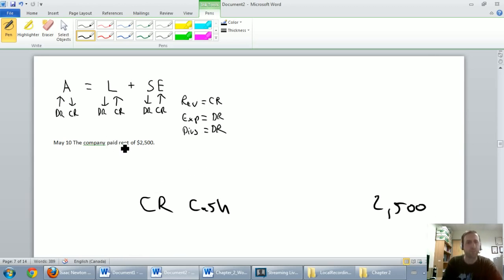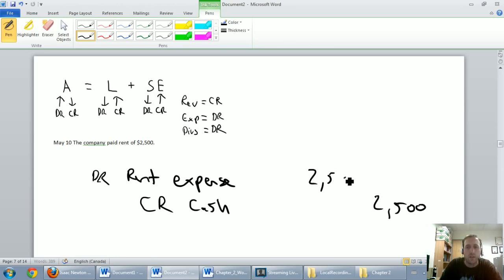The company paid rent. I've got to say to myself, what is rent? An asset, a liability, shareholders' equity, revenue, expense, or dividend? Later on in the course, we'll learn about prepaids and things like that, but let's throw that out the window. Rent is a cost of doing business. Rent is an expense. It's a cost of operating a business. You have to rent an office or own an office. But anyway, rent is a cost associated with running a business. Rent is an expense, and according to this, expenses get debited. So let's debit rent expense. We're going to debit rent expense for $2,500.